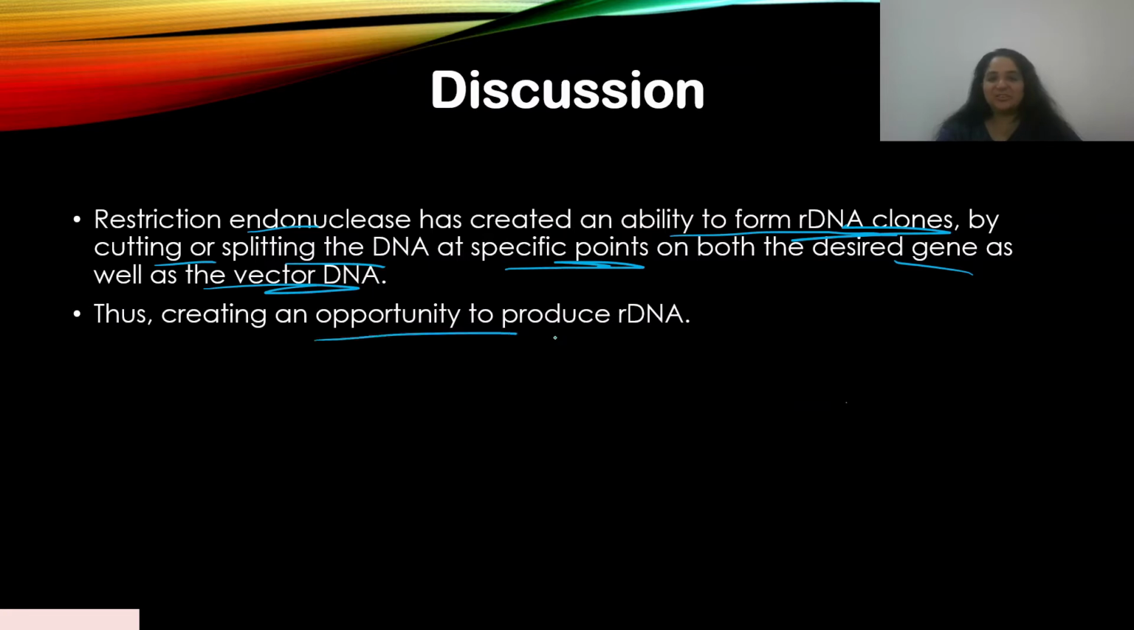So thus creating an opportunity to produce rDNA, right? Restriction endonuclease played a very important role in creating the rDNA, the recombinant DNA.